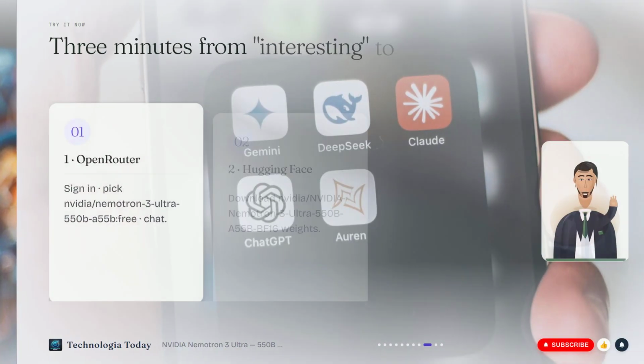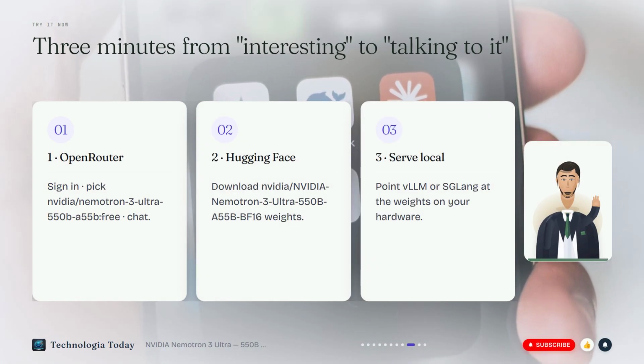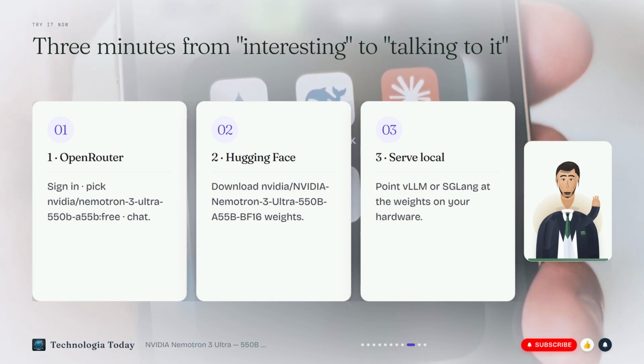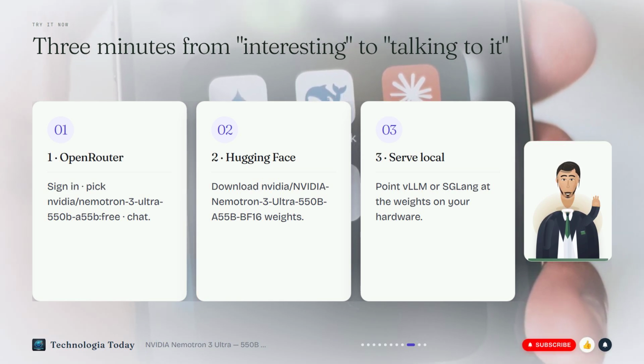That is the news. If you want to actually use it tonight, here is the short path. Open OpenRouter.ai, sign in with a Google account. Search the model list for Nemotron 3 Ultra, pick the entry marked :free. Open the chat. You are now talking to a 550 billion parameter AI model, for nothing. If you want it on your own machine instead, grab the BF16 weights from the official NVIDIA Hugging Face repo and point vLLM or SGLang at them. The browser version is for trying. The local version is for owning.